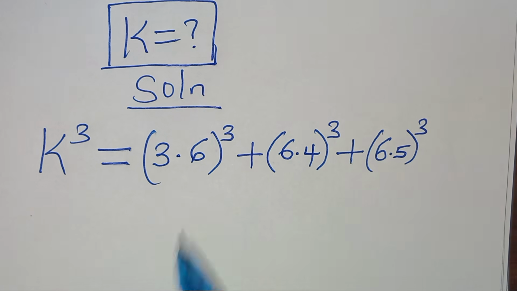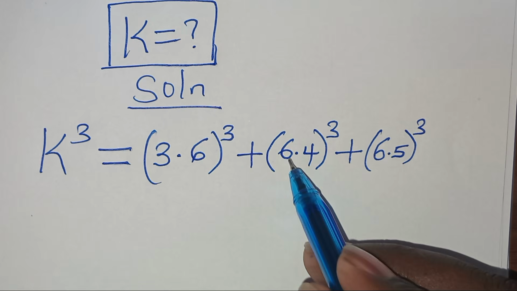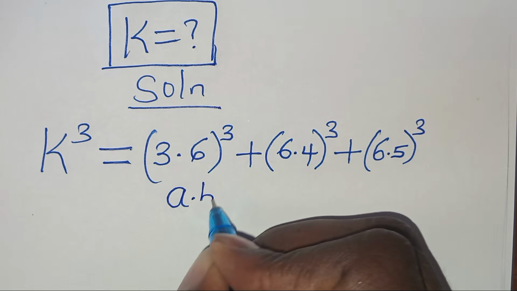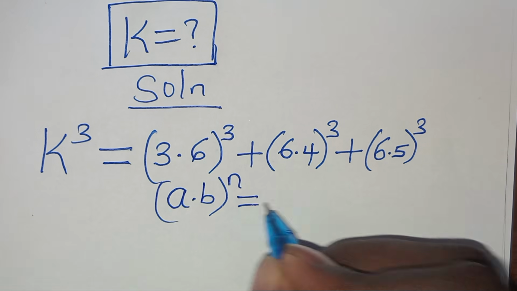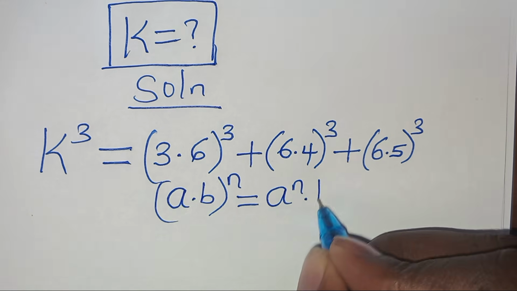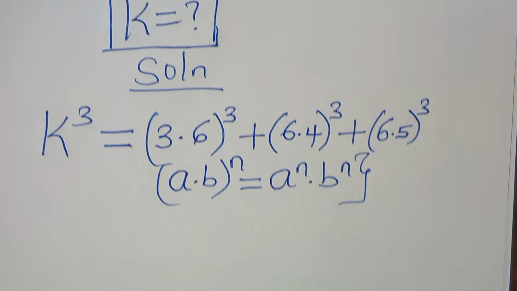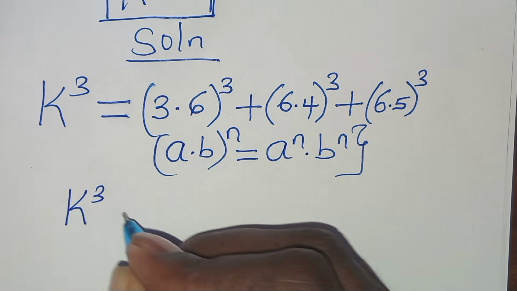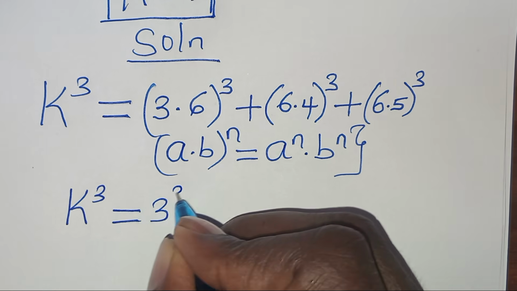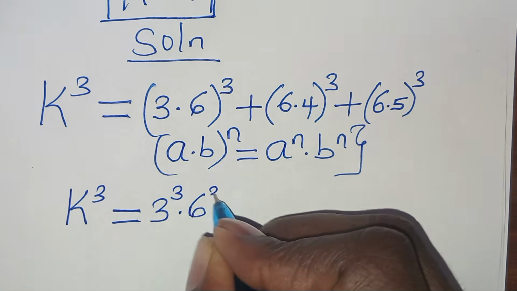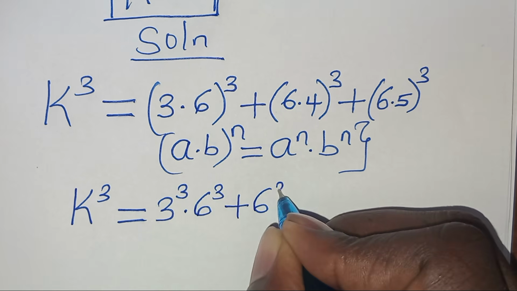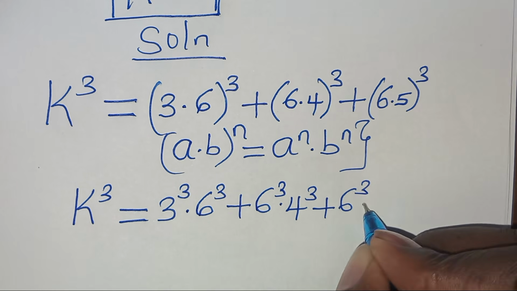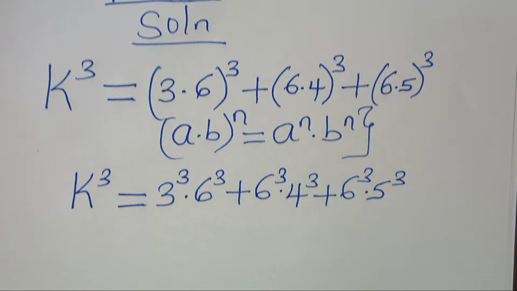Now the next step is that 3 times 6 to the power of 3, or 6 times 4 to the power of 3, or 6 times 5 to the power of 3, is in the form of a times b to the power of n, which we can express as a to the power of n multiplied by b to the power of n. Applying this exponent property, we have k to the power of 3 equal to 3 to the power of 3 multiplied by 6 to the power of 3, plus 6 to the power of 3 multiplied by 4 to the power of 3, then plus 6 to the power of 3 multiplied by 5 to the power of 3.